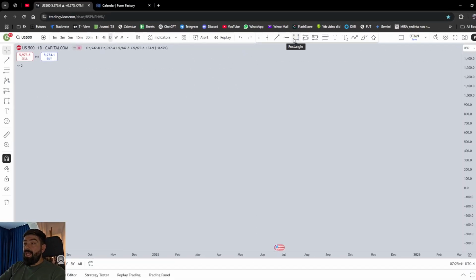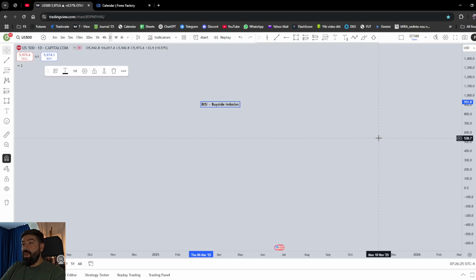Let's get into a chart in order to see some examples. So, let's see how a fair value gap looks. First, you need to know that there are two types of fair value gaps, bullish and bearish. They are called BC or CB. BC stands for buy side imbalance, sell side inefficiency.